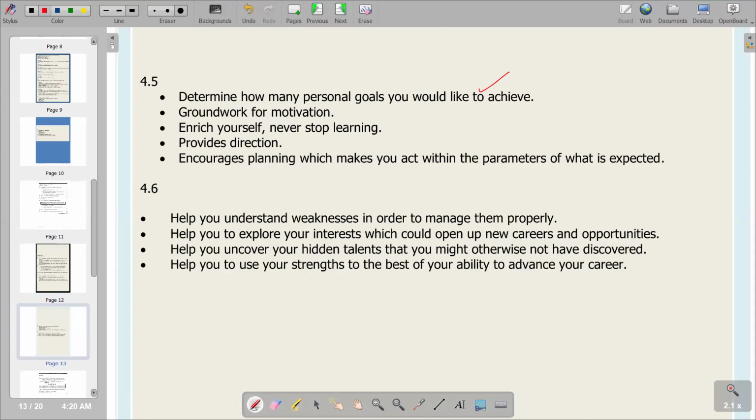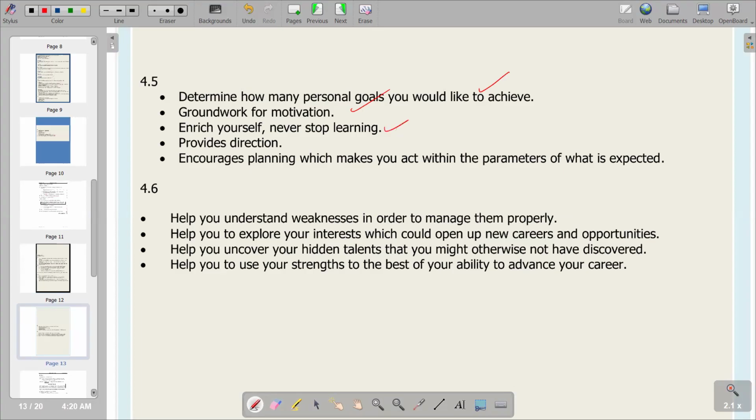That's very important. The second one is groundwork for motivation. It actually motivates you because you want to achieve that goal. So groundwork for motivation, and then the next one, enrich yourself and never stop learning. So by setting goals, obviously, there are new things that you are going to learn in the process. So this is the point that we have.